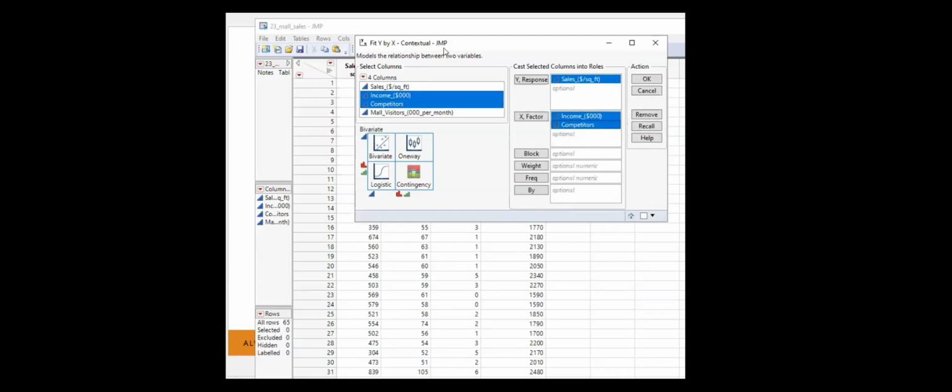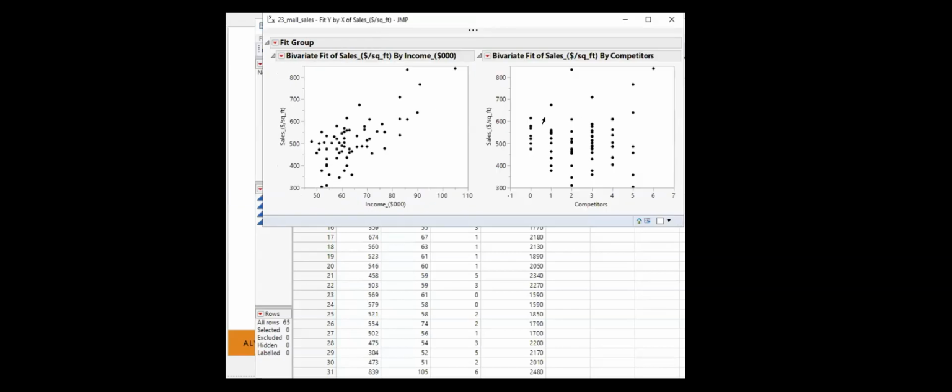So what's going to happen, JMP is going to separately create one simple regression for sales and income, one separate results for sales and competitor, side by side, right? So the first one is the scatter plot for the income and sales. Second one is competitors and sales.